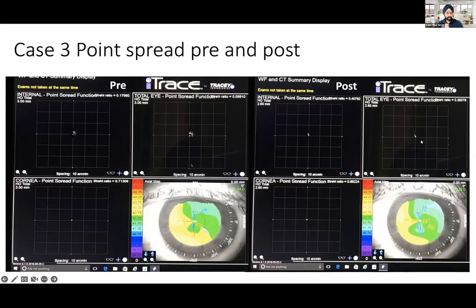Now, this is another way in the same patient to look at it, looking at something called point spread function. So remember, we shine those lights through the cornea, through the lens, through the vitreous, and it looks at where does it fall on the retina and how consolidated are those points when it falls on the retina. On the left here, pre, you see the spread of those points here. Now, if you look on the right, that same area, there's pre, on the right is post.